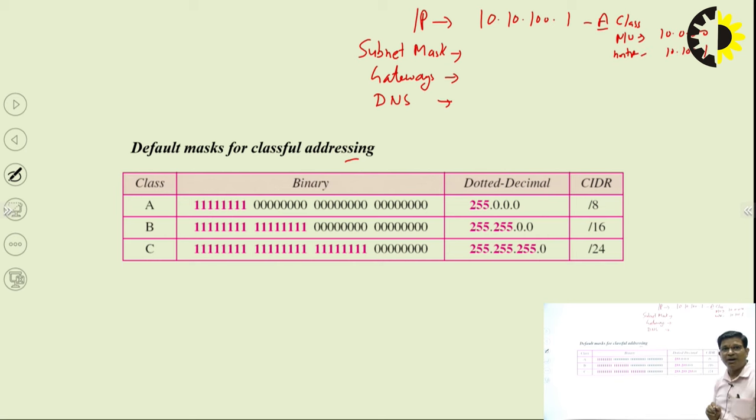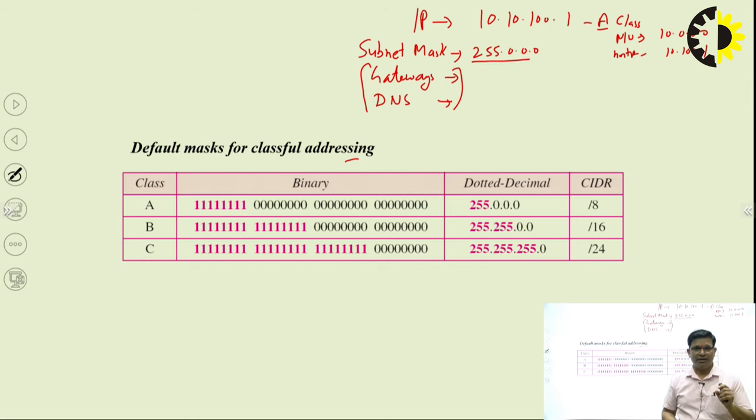What is the subnet mask? Default subnet is 255.0.0.0, because the first block is kept reserved for class A. So that's why the default mask is 255.0.0.0 for class A. Okay? We will discuss gateway and DNS later when we discuss subnet masks or classless IP addresses. Okay. So first we concentrate on IP and subnet mask. The default subnet mask is this.